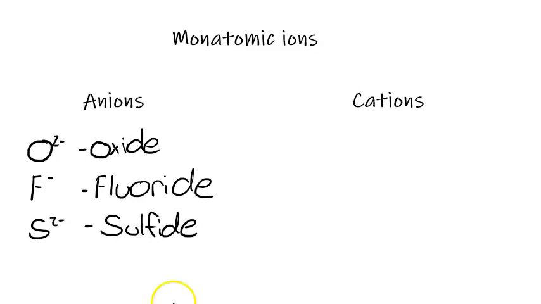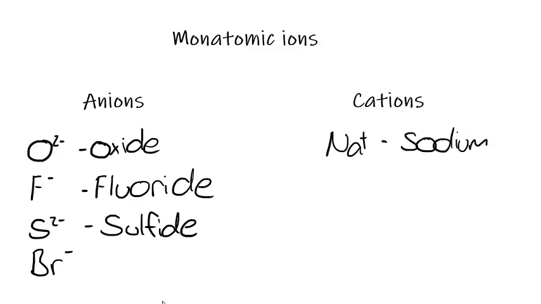So you can try some others yourself. Maybe, for example, Br-. You can give that a go. So then cations. So we would have Na cation, anything with a positive charge. So Na+. We just keep the name the same. So this is a sodium atom without the charge. When it's got the charge, it's a sodium ion.